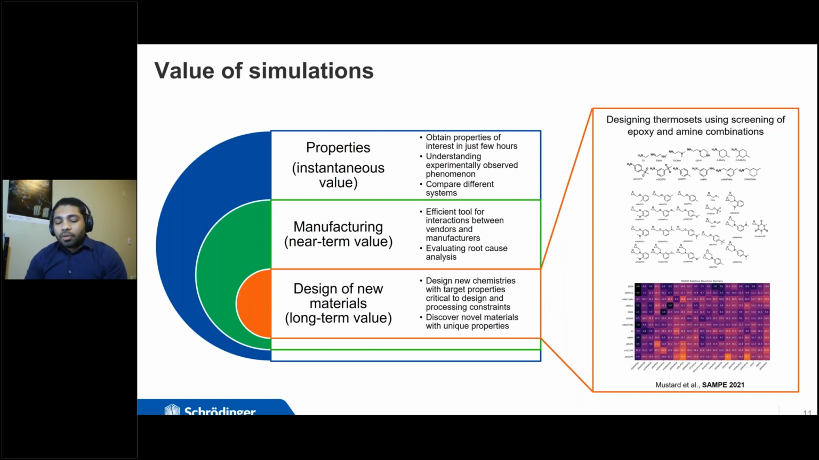And so the goal of today's presentation is to go over some of the values that simulations will provide in some of the industries that I mentioned earlier. So let's begin with consumer packaged goods.